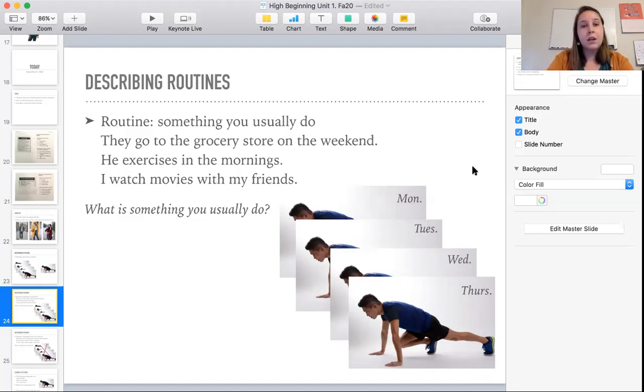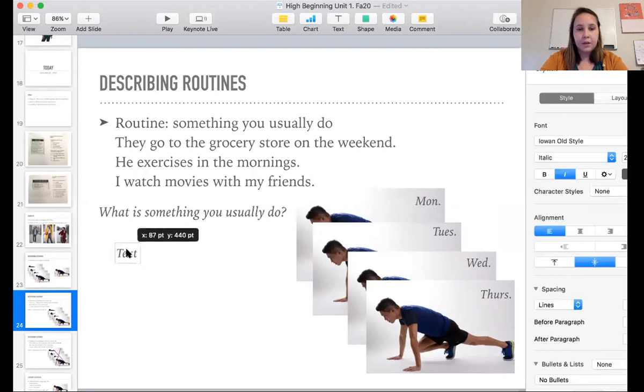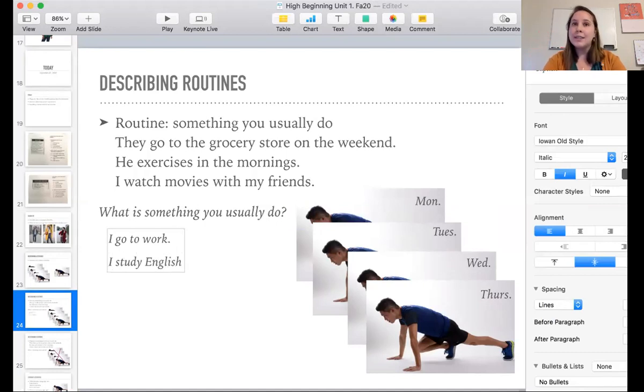Now I want you to think of something in your life. What is something that you usually do? What is something you do on a regular schedule? Okay, there are lots of options. Let's write a few down. I could say, I go to work. That's something you regularly do. Okay, I study English. What days do we study English? Every day. But when do we have class? I study English on Monday and Wednesday.